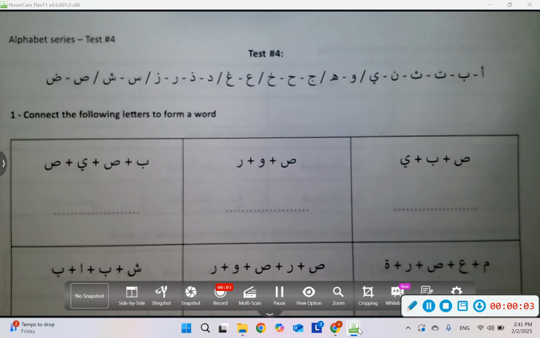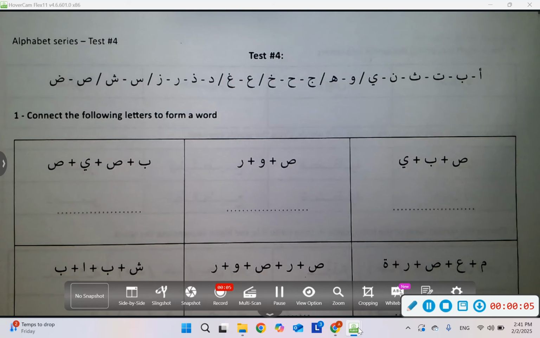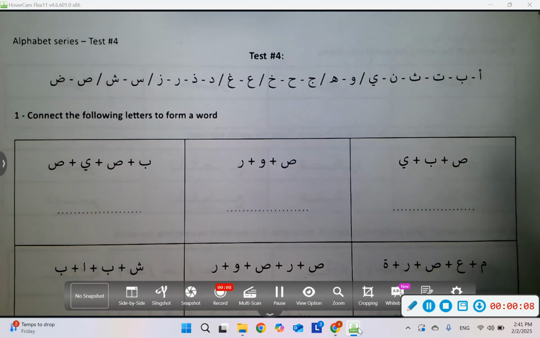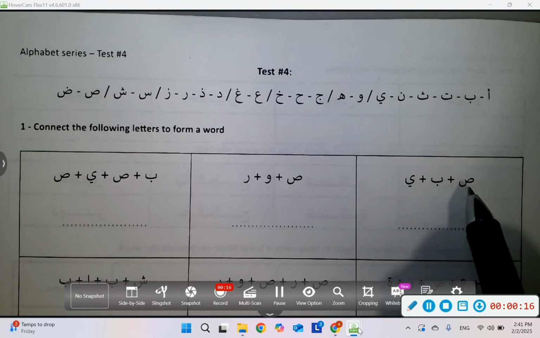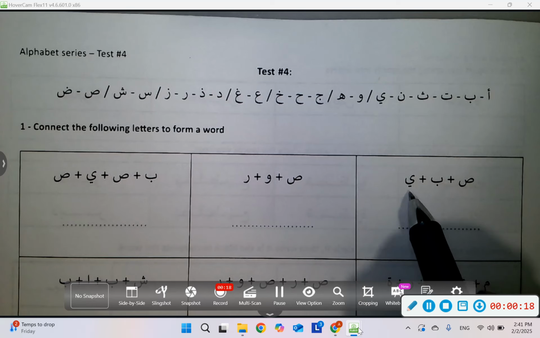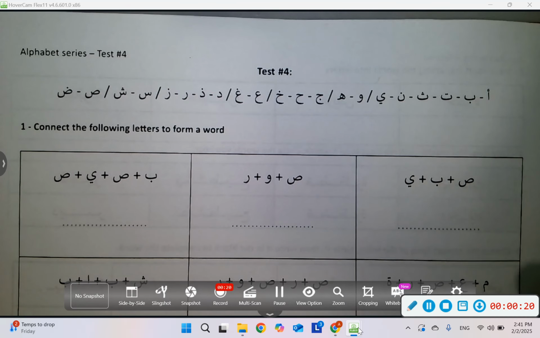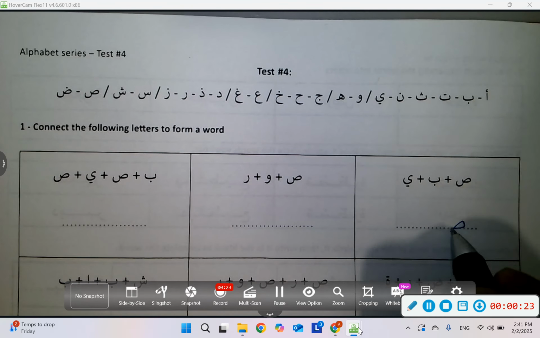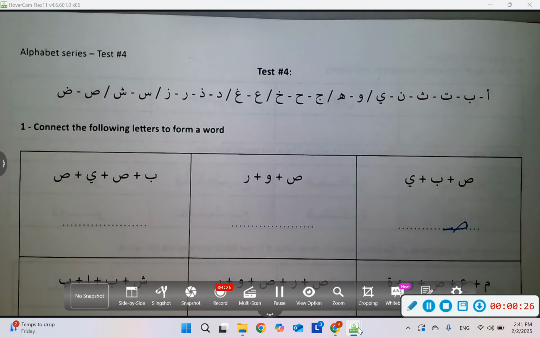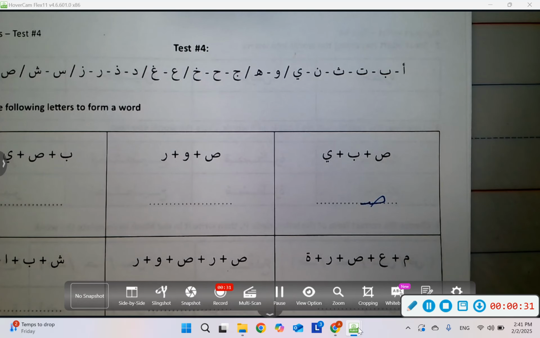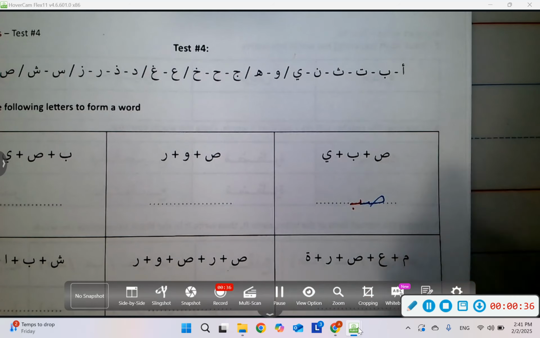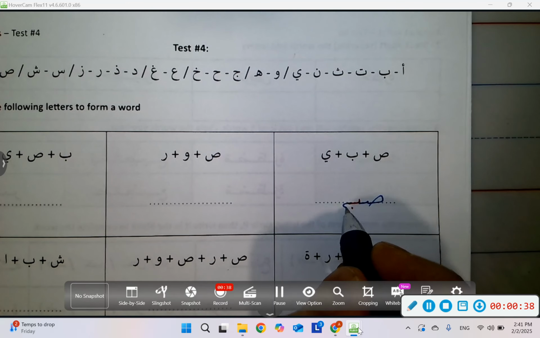Test number 4. Connect the following letters to form a word. ص ب and ياء. صاد, باء, and ياء.